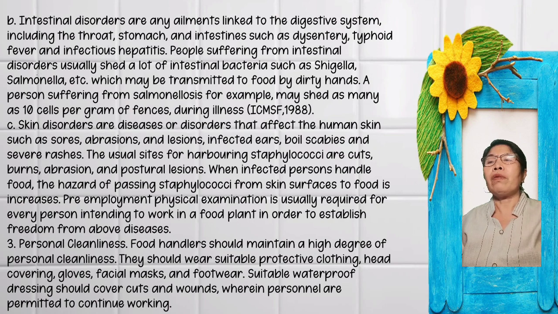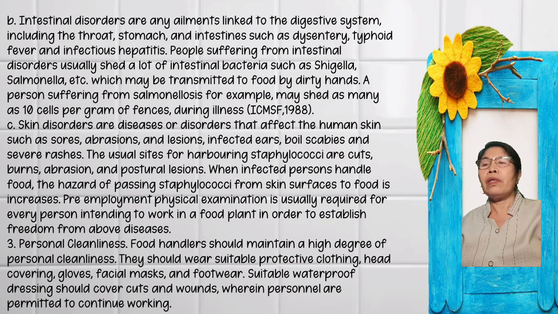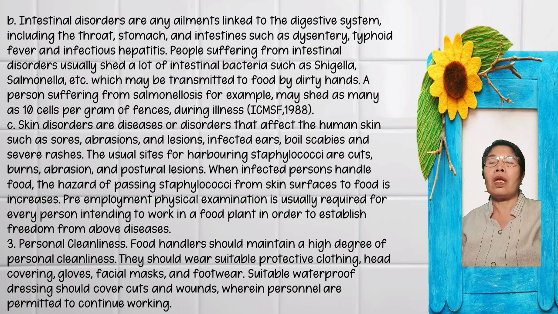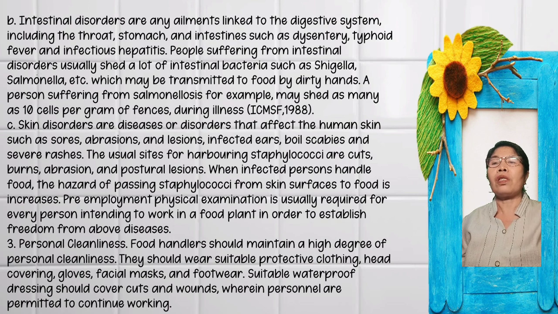People suffering from intestinal disorder usually shed a lot of intestinal bacteria such as Shigella, Salmonella, etc., which may be transmitted to food by dirty hands. A person suffering from salmonellosis, for example, may shed as many as 10 cells per gram of feces during illness.